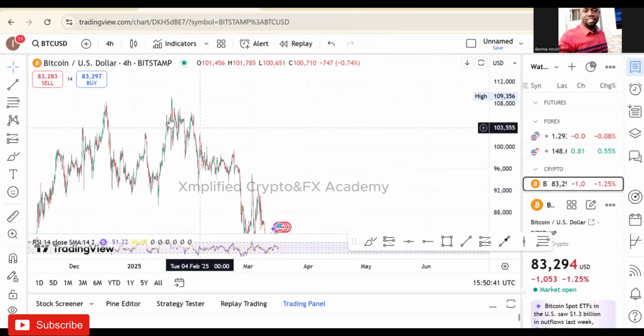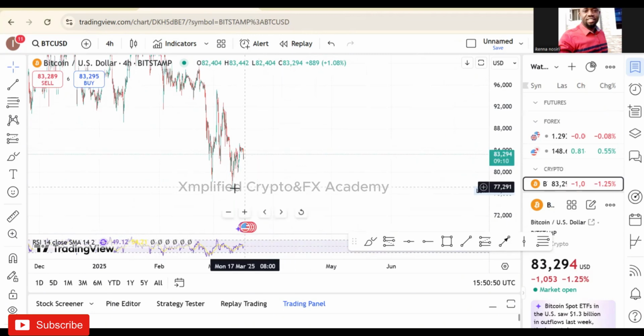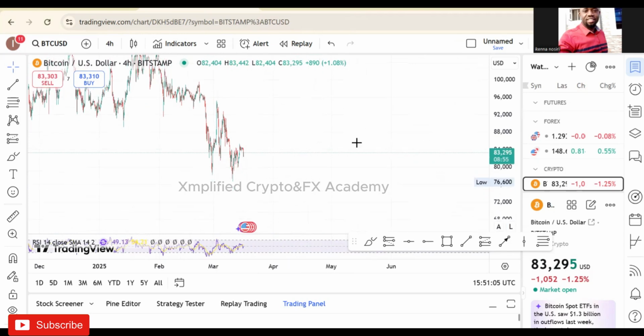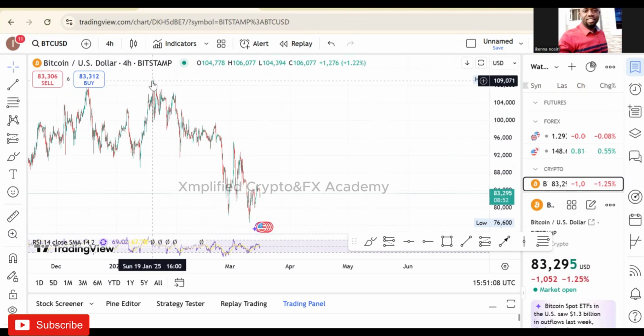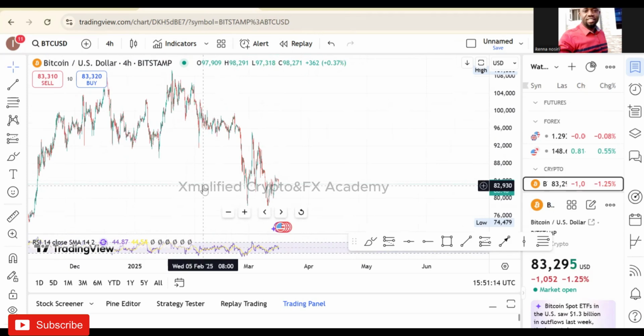The all-time high of Bitcoin was 109, then the lowest points, the DCA low, is around the 76 area. So Bitcoin had been falling from 109 to this particular point. But in the midst of doing that, pullbacks are happening. So you will take advantage of those pullbacks and make some profit for yourself.